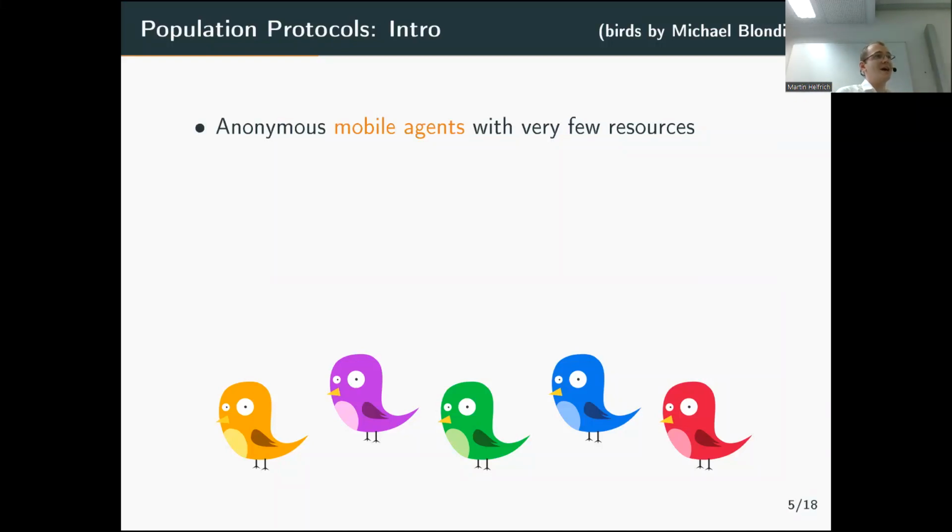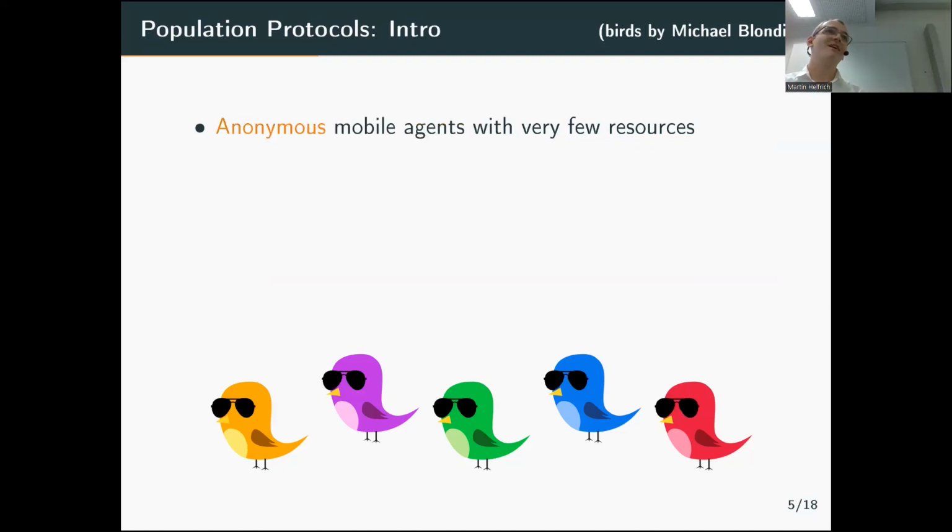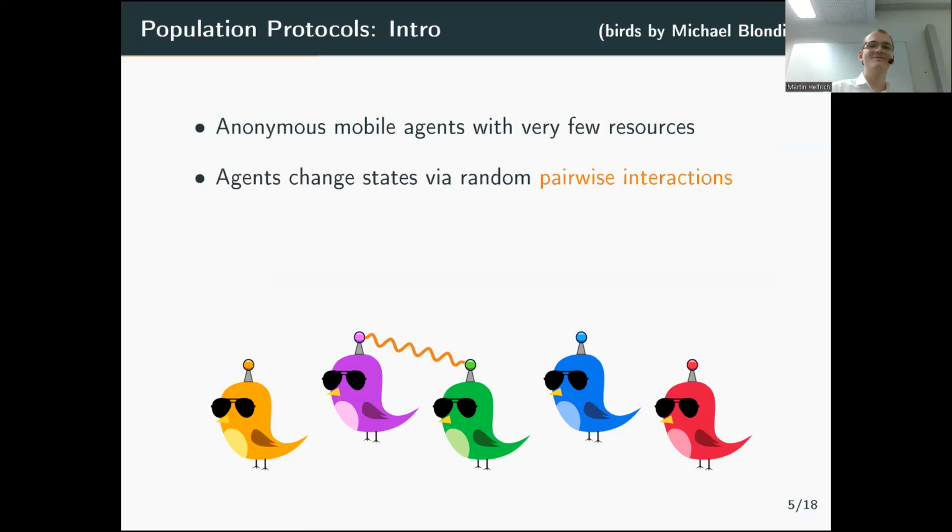We call them agents, and they are mobile, right? They can fly around, they can move around independently. They are also very cool birds. They are anonymous, meaning you can only distinguish 2 birds by their color and shape, but not by their name. Like, there are no identities. That's why they have these shades on. Further, they have some resources, so they can follow simple rules. However, because these rules are simple, these resources are very limited. So there's only a small sensor, no smartphones.